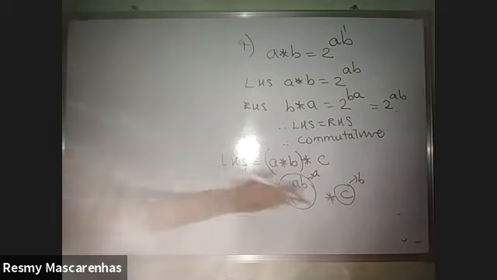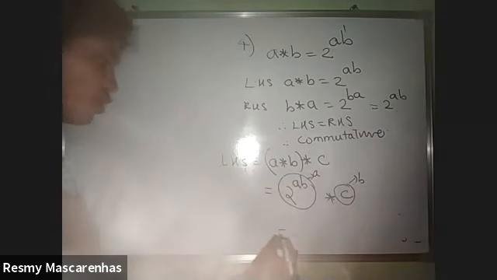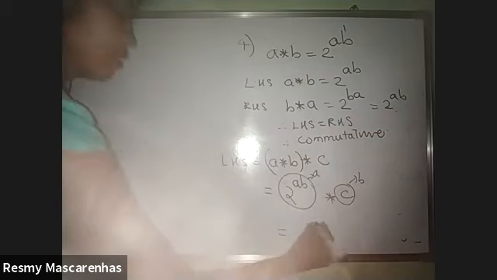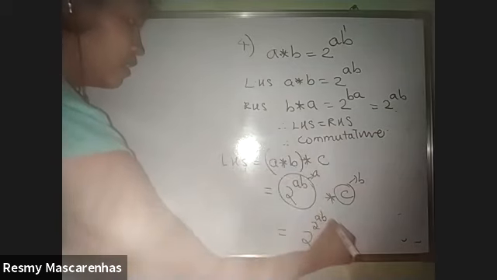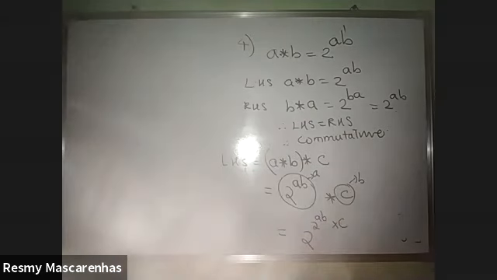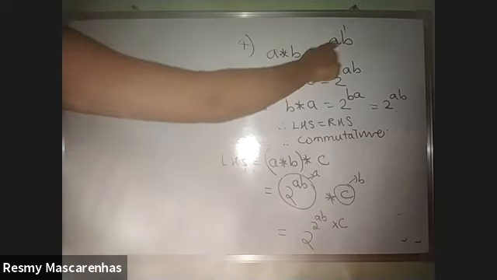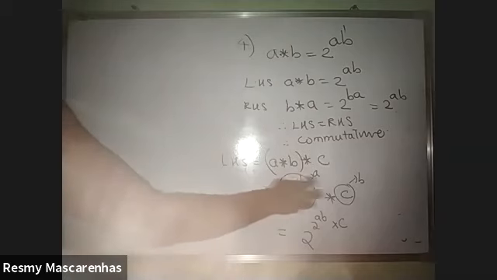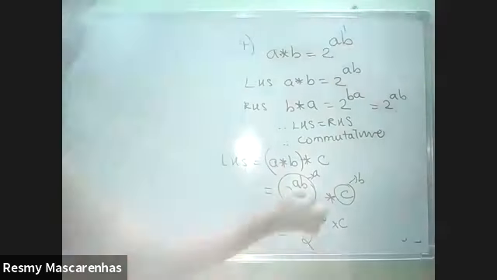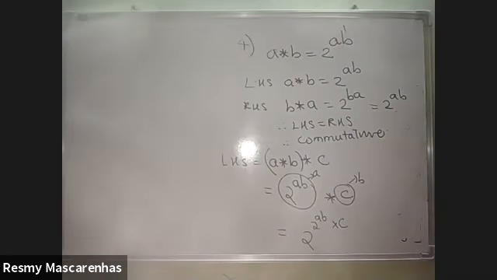Okay. A star b will be what? 2 raised to a. Now which is your a? This full thing, into c. A star b was 2 raised to a into b. So a star b will be 2 raised to a. What is your a now? This full thing into c.